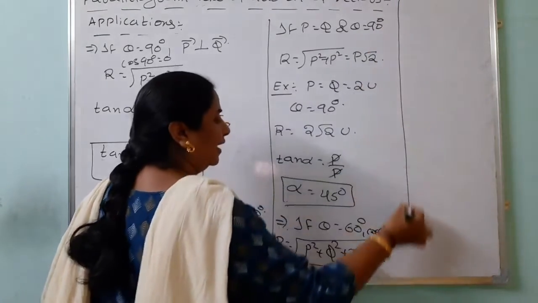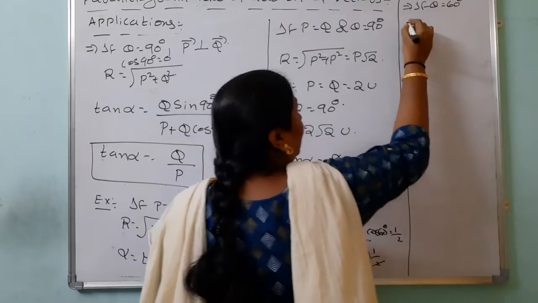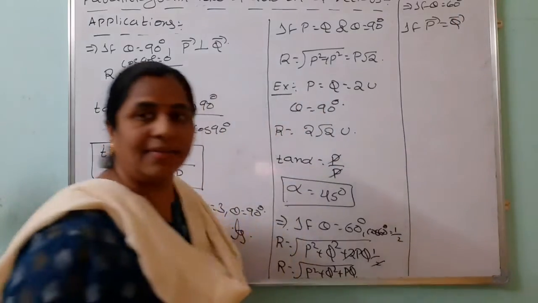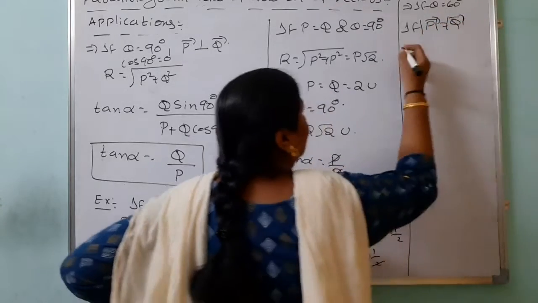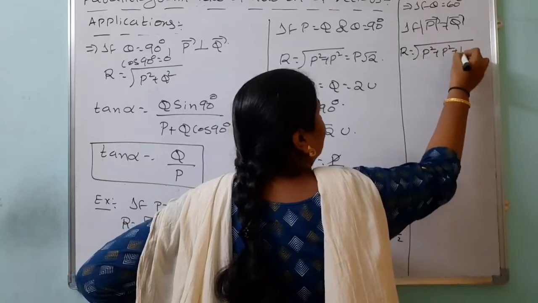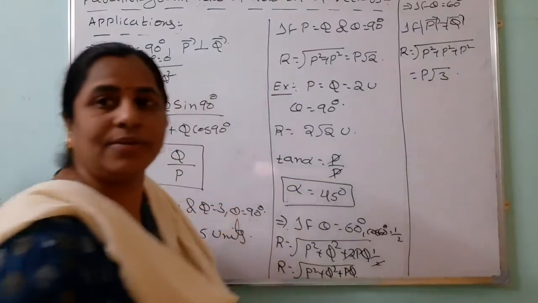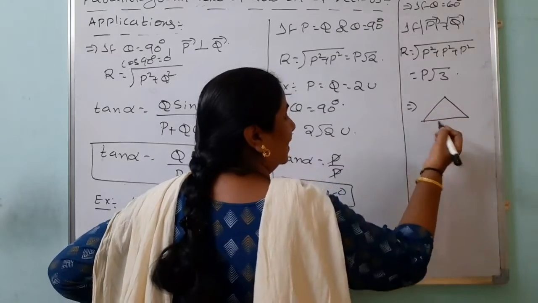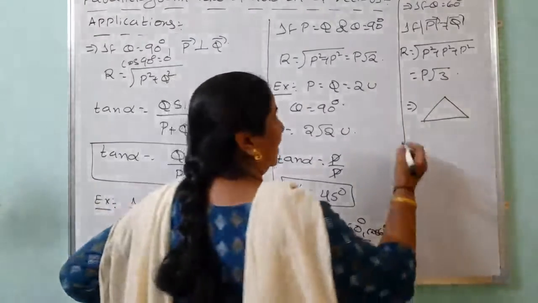In this case only, if theta is 60 degrees and P bar equals Q bar, both the vectors having the same magnitude, then how to find out the resultant of this one? You can take R equals under root P square plus P square plus P square. When P is coming outside, P root 3. Suppose they are mentioning one equilateral triangle. Equilateral triangle means that the angle immediately we can take as 60 degrees.